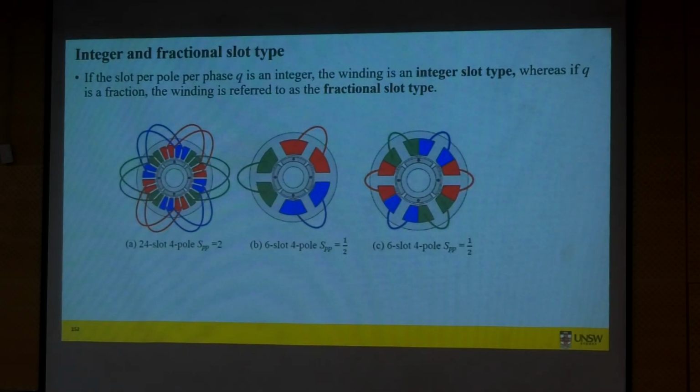So this is simply showing you different types of SPP. The first one is an integer slot distributed winding, SPP is 2. The second one is a 6-slot, 4-pole concentrated winding, SPP is a half fraction. Okay.